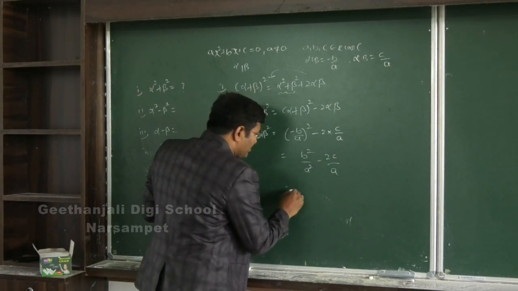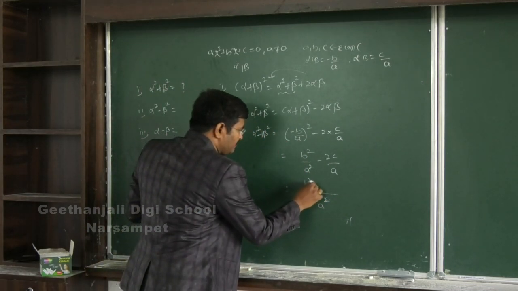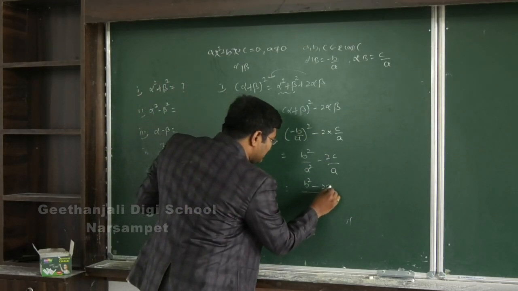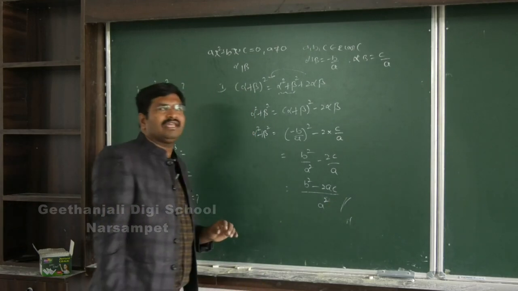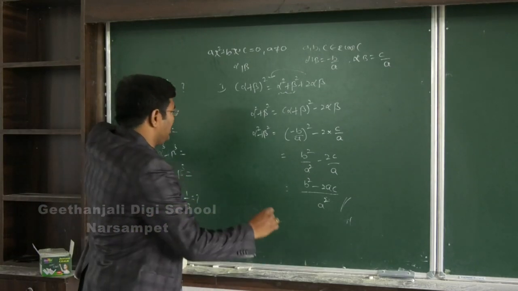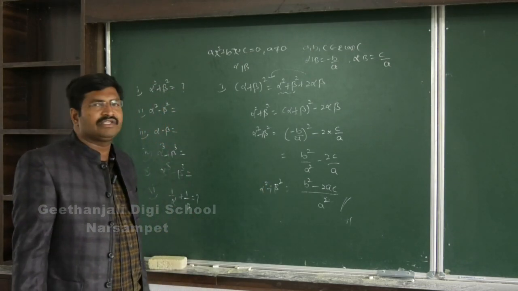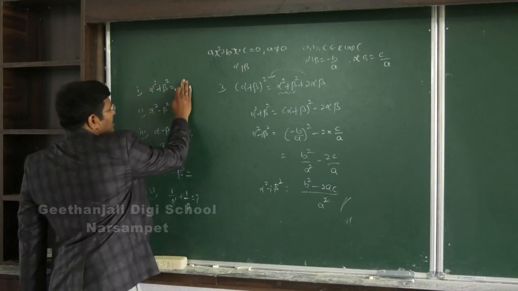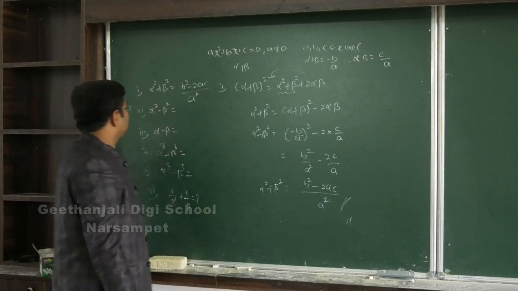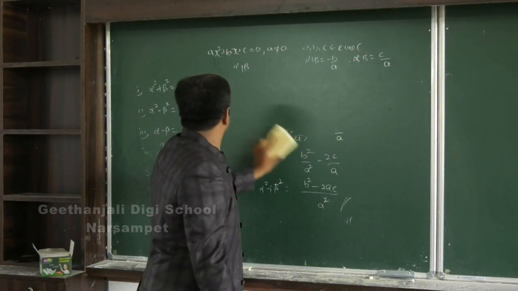Now we will take the LCM. If we take a square as the LCM, what you have to take? a square, then b square minus a into 2c, because a is multiplied with the numerator 2c, that is nothing but 2ac. So b square minus 2ac by a square is the value of alpha square plus beta square. Alpha square plus beta square is equal to b square minus 2ac by a square. Now you go for the next one.